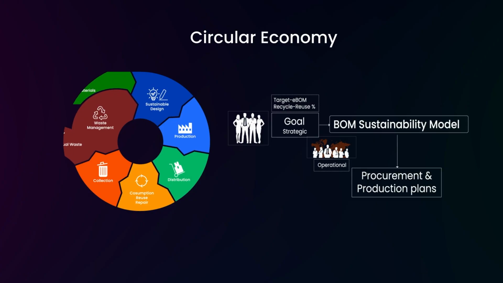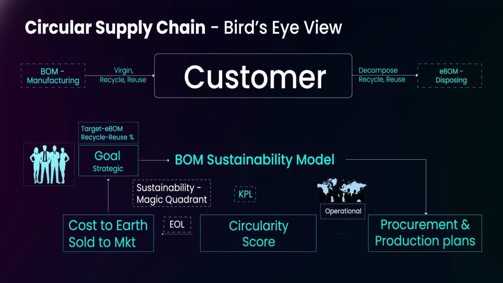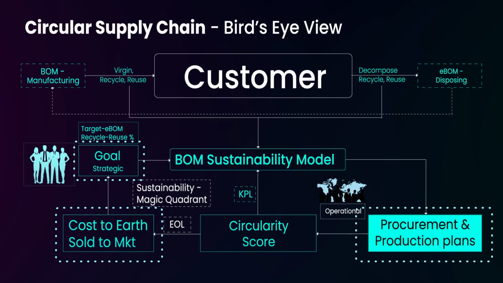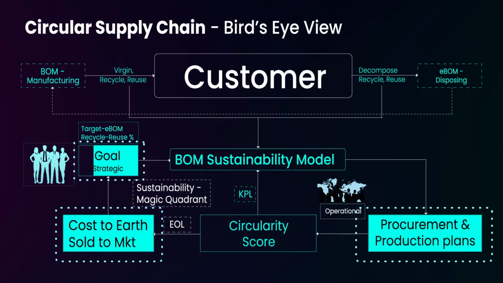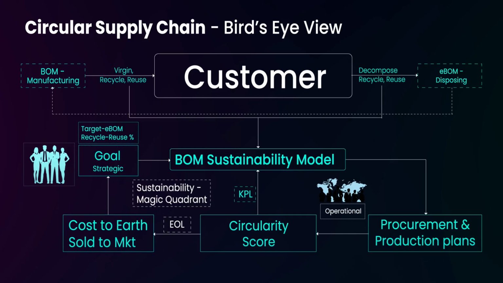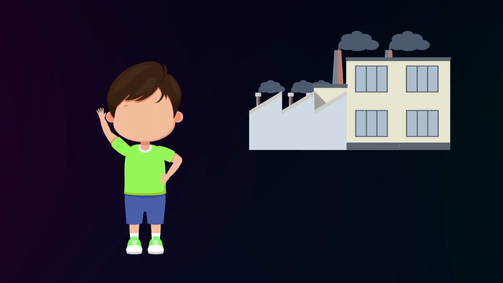A year-on-year target is set by the company's visionaries, made viable by the company's operations teams close to the ground reality, ensuring that the procurement and the production plans are in line with the target set, making it viable for different manufacturing units to use these EBOM in manufacturing a new product or using it as a new BOM. And we calculate the circularity score for a specific product manufactured in a specific plant.